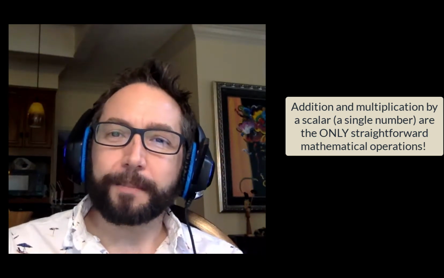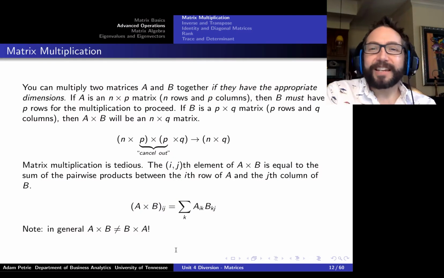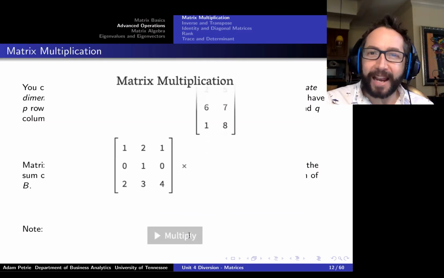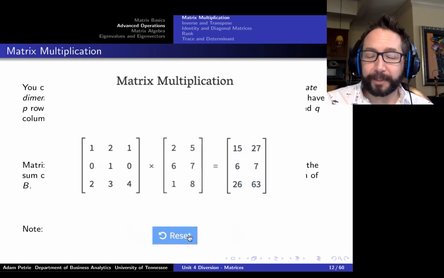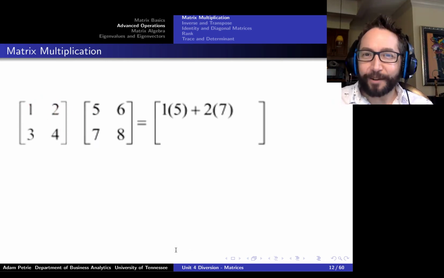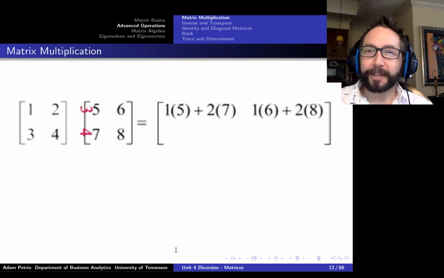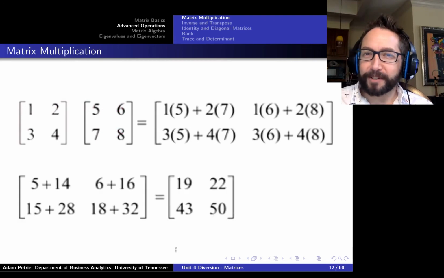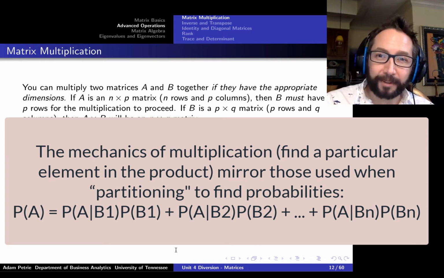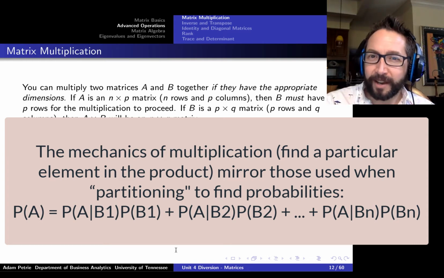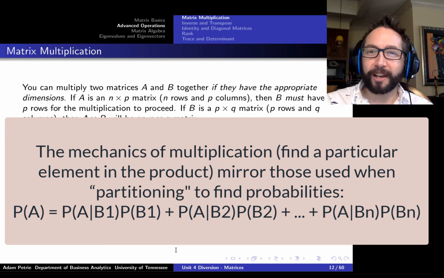What's really different when it comes to matrix operations is when we do matrix multiplication. Now, there's a nice little algorithm that you can use to hand multiply matrices together. I'm not going to be worried about that because we can make R do that multiplication for us. But it turns out that the operation behind matrix multiplication crops up in a variety of business analytics contexts. Specifically, if we want to start doing conditional probabilities and that partitioning trick that we've discussed, it turns out that the math behind partitioning looks very similar to the math that's required to multiply two matrices together.